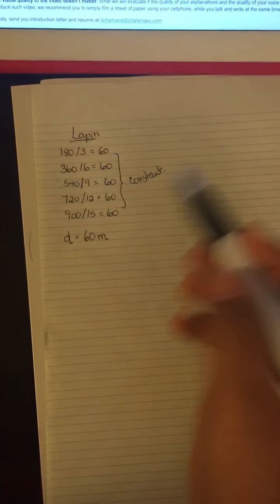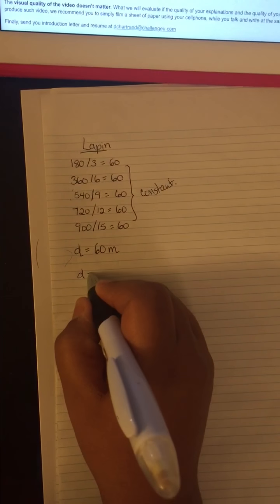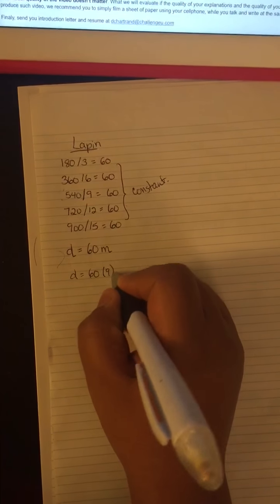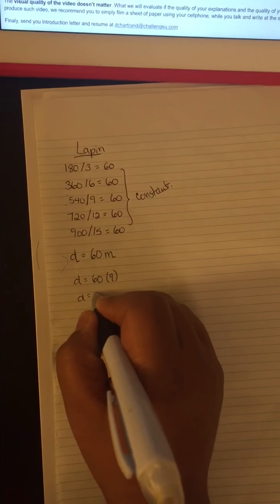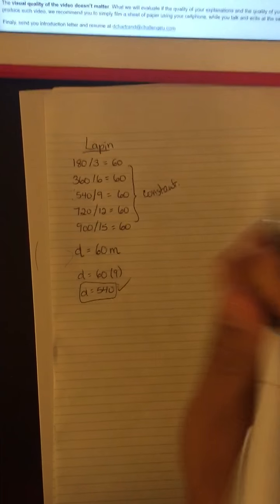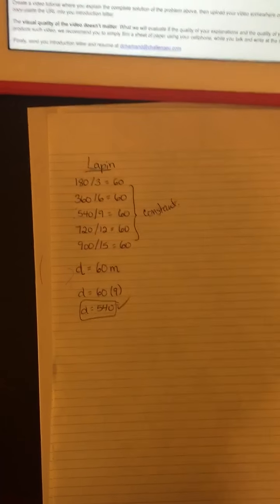I'm just going to want to do a very quick check. I'm just going to randomly pick one. Let's say this one. I'm going to test it and see if it works in my expression. So let's say I don't know the distance. I want to say that he's been running for 9 minutes. His distance is 540, which is what's up here. So I have a check. I know that this algebraic expression works with this information.